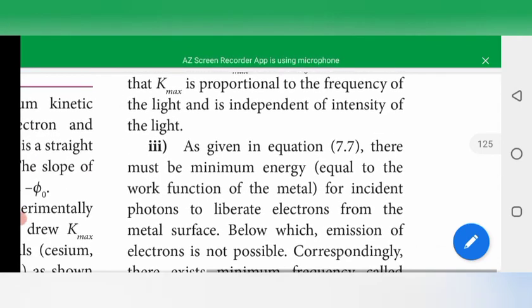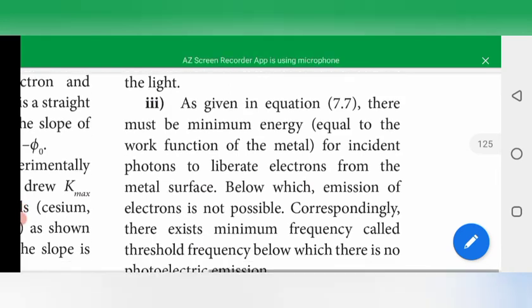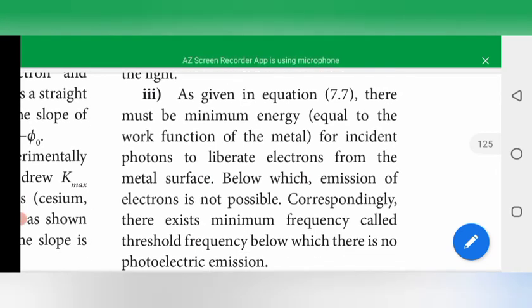And the third one is the minimum energy that the incident photons need in order to liberate electrons from the metal surface. Below that, emission of electrons is not possible. The electrons can be ejected only at or above the minimum threshold frequency. Below the threshold frequency, there is no photoelectric emission.